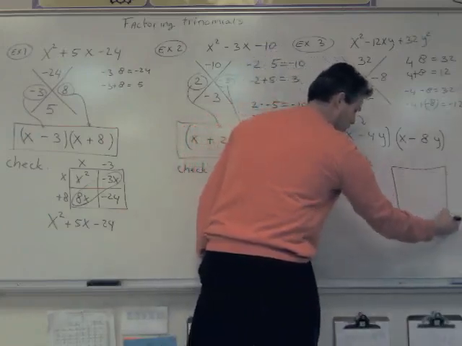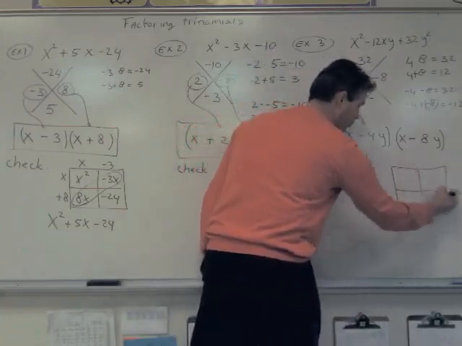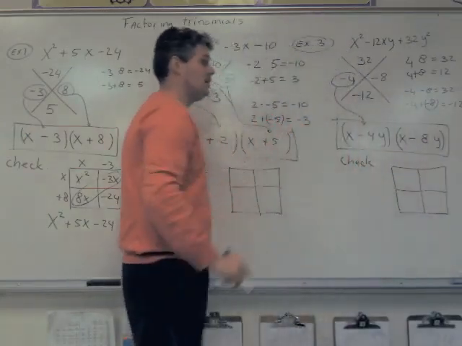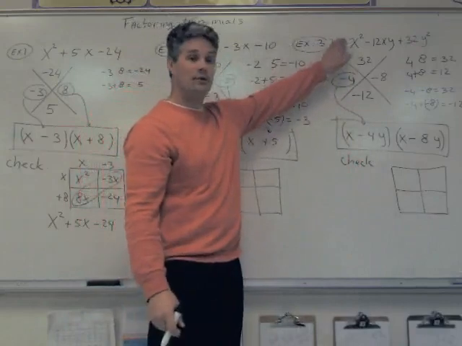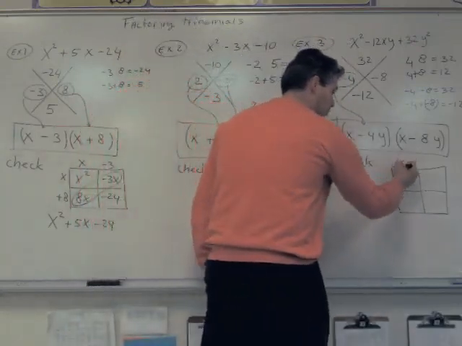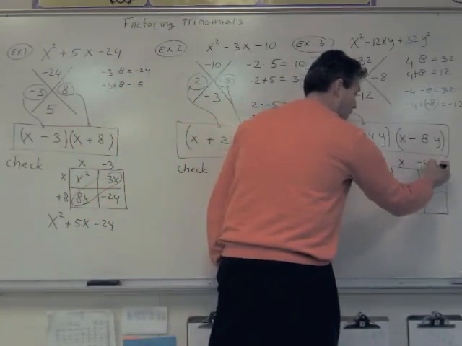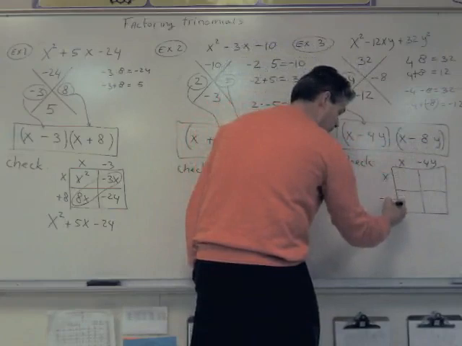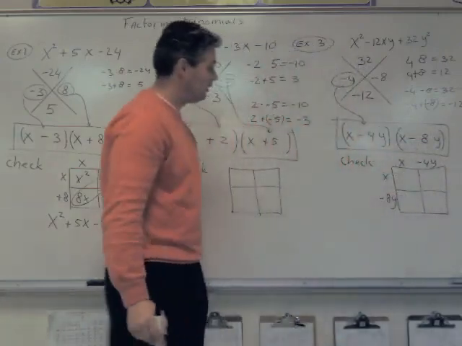Now to prove that this works, I'm going to go ahead and do the check here. So we're going to multiply them out. So to be clear, this is the factored form. This is the answer they're looking for when they ask you to factor a trinomial. This is simply a check. So we're going to multiply x minus 4y in the top, x minus 8y. We set it up on the side.